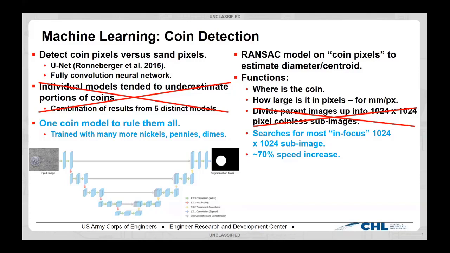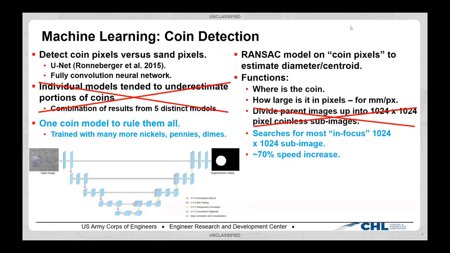It's just one model. It's been trained with a lot more data. In that bigger data set, we have a lot more nickels and pennies and dimes. Most of our submissions are quarters, but as a result, our coin model is better with nickels and pennies and dimes. This also gives us a slight speed increase because we're not having to run 5 different coin detection models on the same image to aggregate those results.